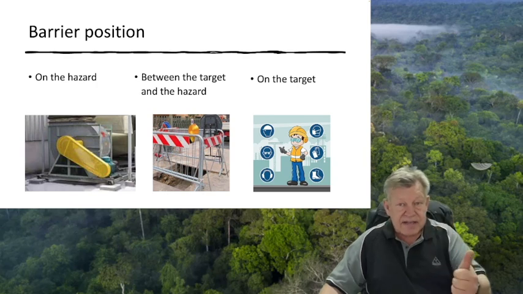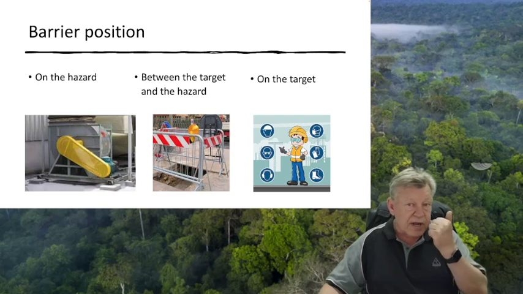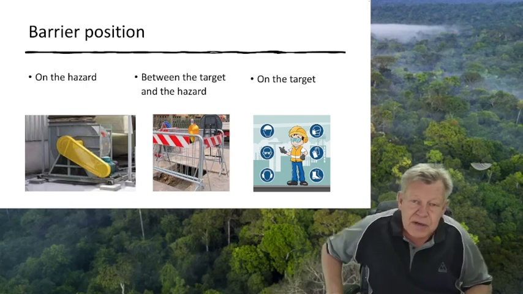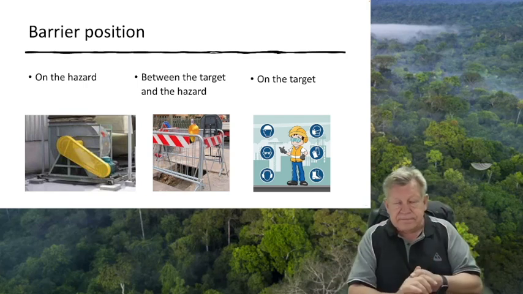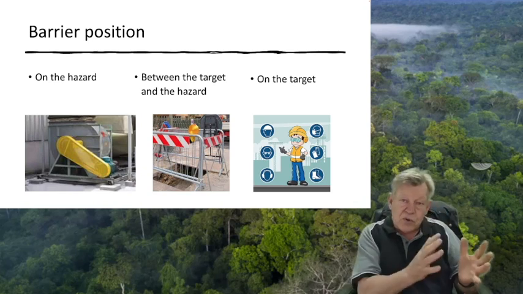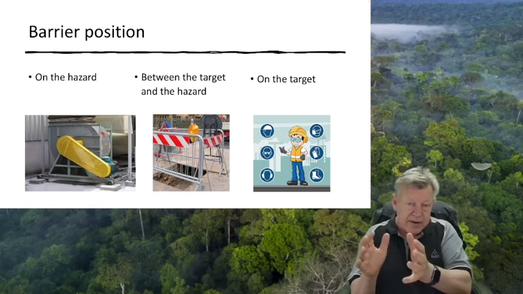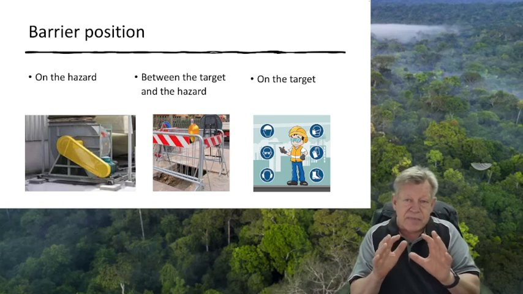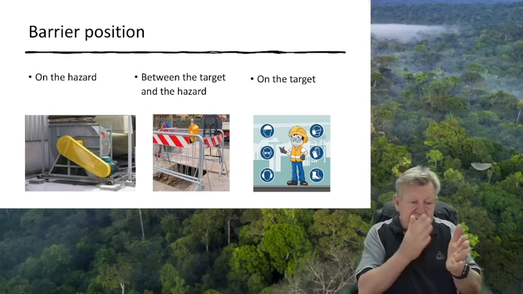We've covered hazards, their characteristics, the context. We've talked about targets. Let's talk about barriers. A barrier is exactly what it sounds like. Actually, we talk about two things. We talk about controls and we talk about barriers. Barriers are typically a physical construct.